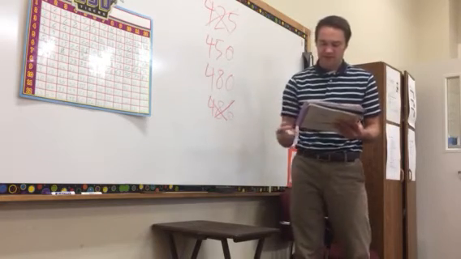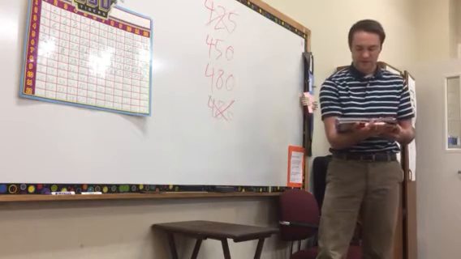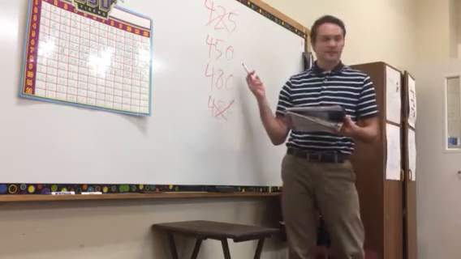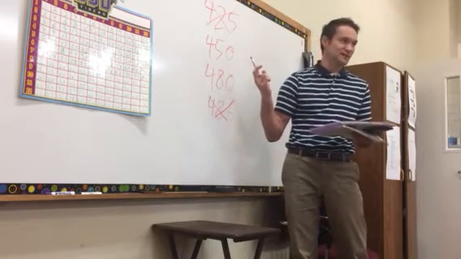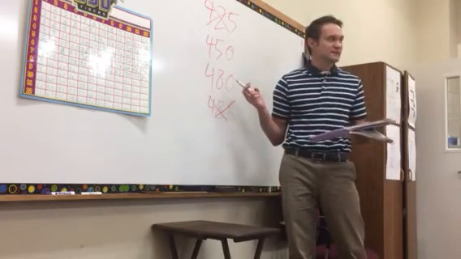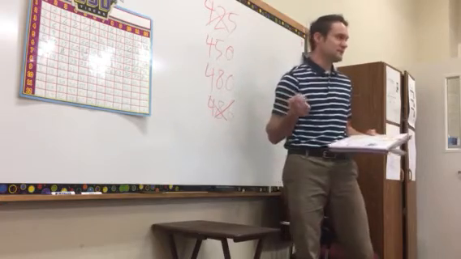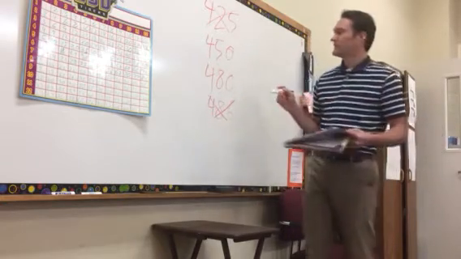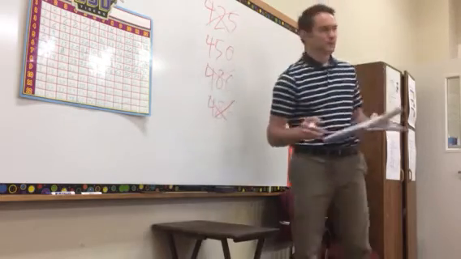But let's look at the last one. Let's see if they're divisible by 9. 450: 4 and 5 is 9, and 0 is 9. Is that divisible by 9? Yes. How about 480? 4 and 8 is 12, and 0 is 12. Is that divisible by 9? No. Okay, so his locker number must be 450.